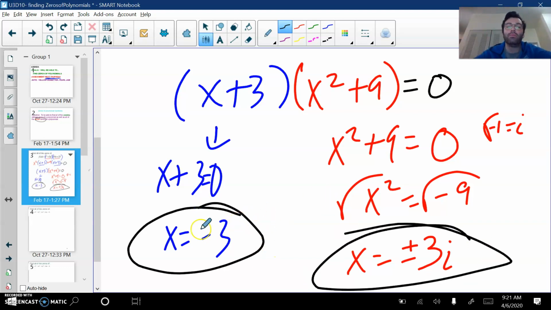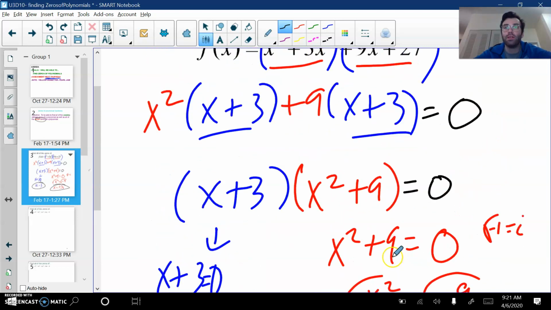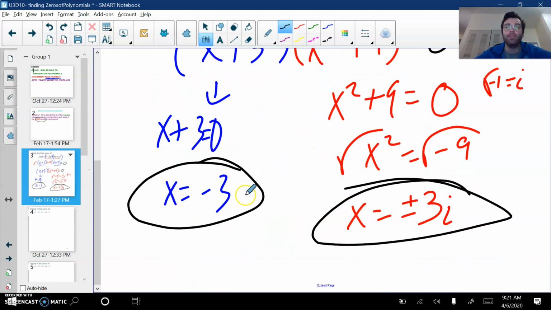So in our previous lesson, we went from our zeros or our roots and tried to find our polynomial. Now today we're given our polynomial and finding our zeros. So that's a big difference from today and yesterday's lesson.